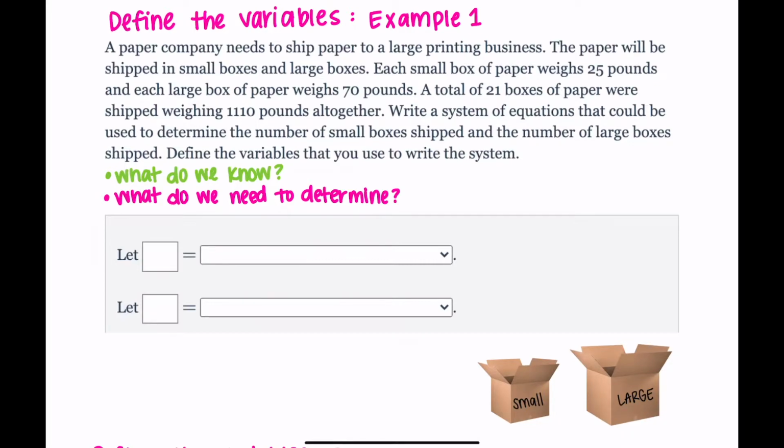Write a system of equations that could be used to determine the number of small boxes shipped and the number of large boxes shipped. Define the variables that you use to write the system. In this example, we are just going to define the variables. The variables are what we need to determine. Okay, so when we answer the question, what do we need to determine, those are our variables x and y.